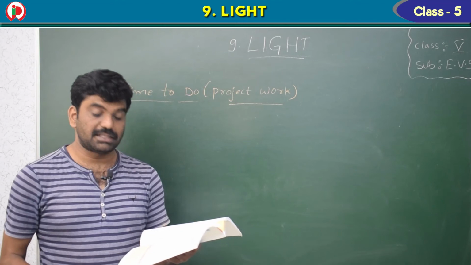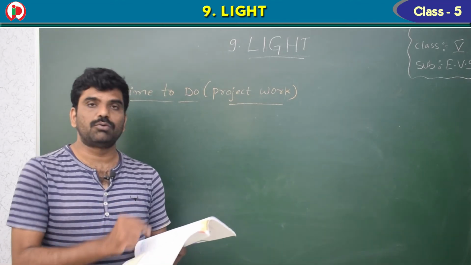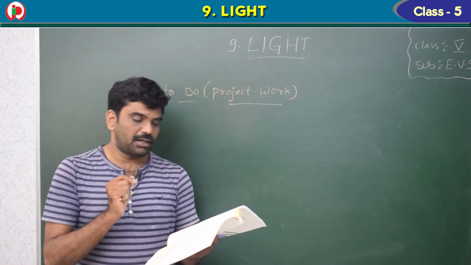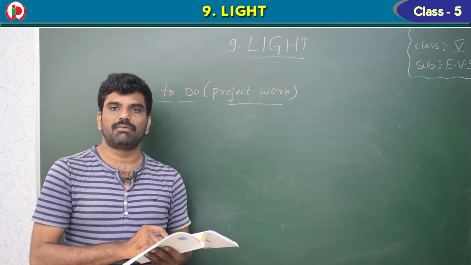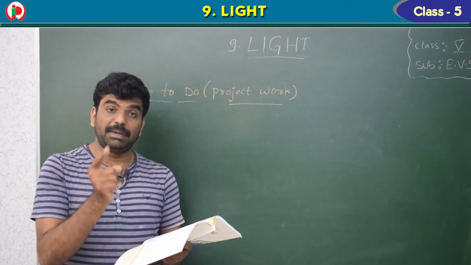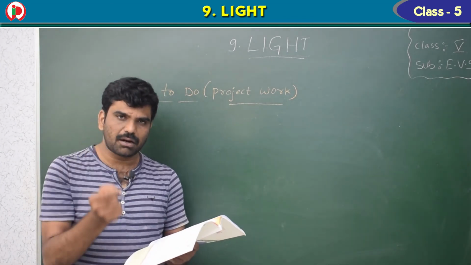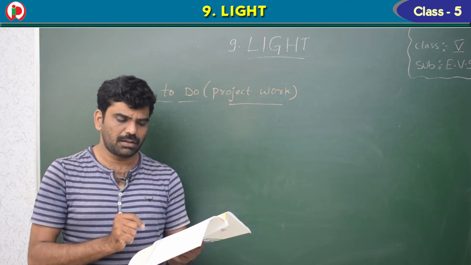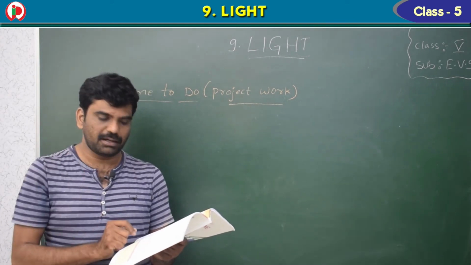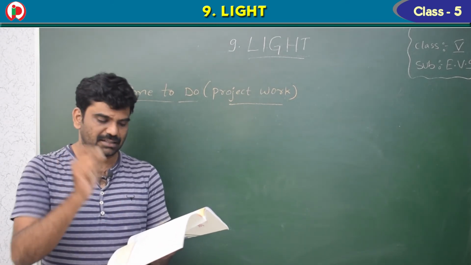Children, now take page number 75. In that, it is time to do project work. This work has to be done by you only. You have to take two types of cloth: a piece of thin cloth and a piece of thick cloth, along with a plastic scale, a sheet of butter paper, a piece of aluminium sheet and a piece of glass.